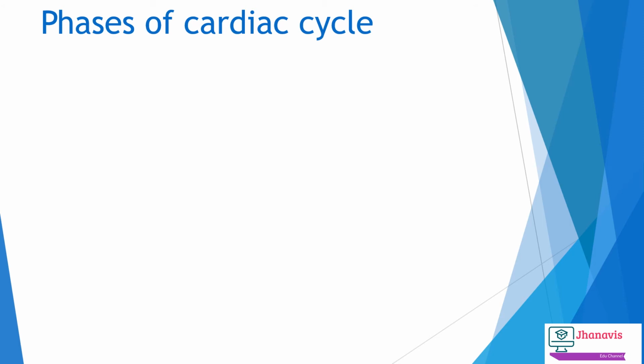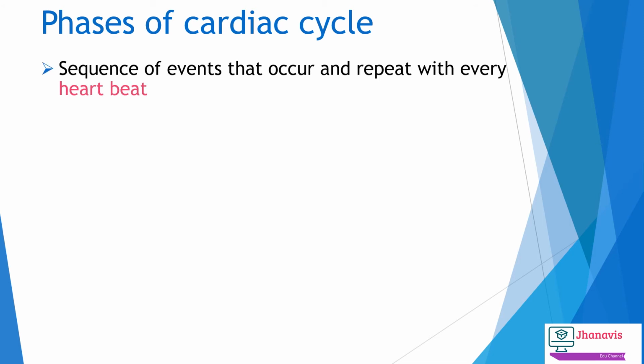See, the sequence of events that occur repeatedly with every heartbeat is called a cardiac cycle. That means the regular process of events that occur repeatedly with every heartbeat is called a cardiac cycle. Mainly the cardiac cycle is divided into two phases, namely systole and diastole.